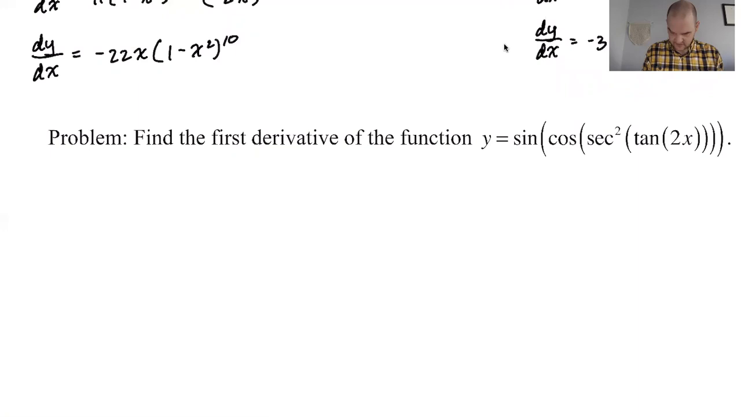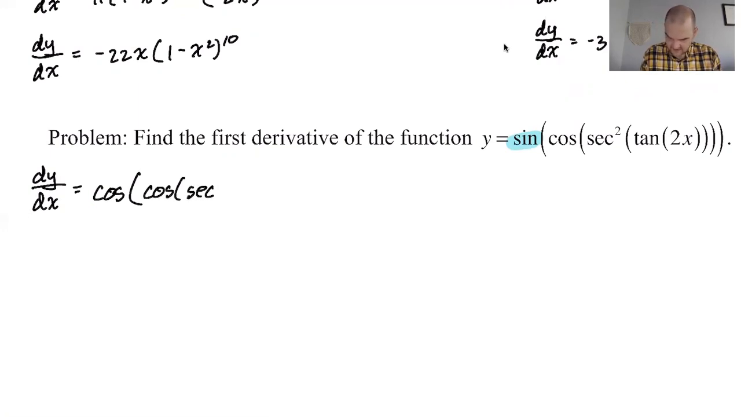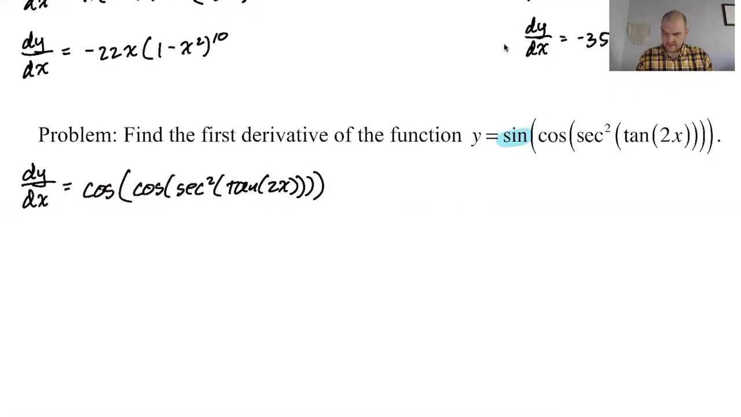dy/dx is what we're finding. I'm probably going to have to move this over, but I also need to see the problem. So what are you going to do? All right, the derivative of sine of something is cosine of that thing, and that thing is the cosine of the secant squared of the tangent of 2x. All right, 1, 2, 3, 4 open, so 1, 2, 3, 4 closed, times the derivative of that thing.